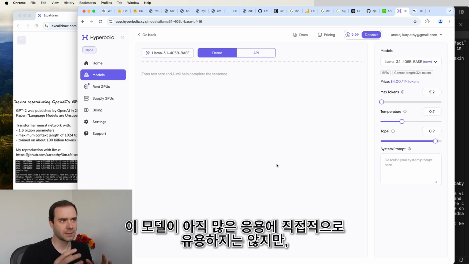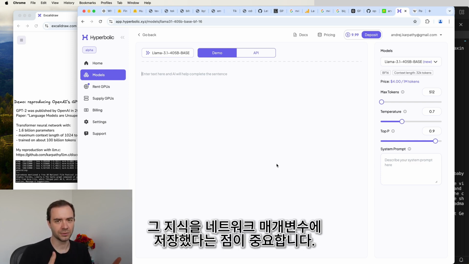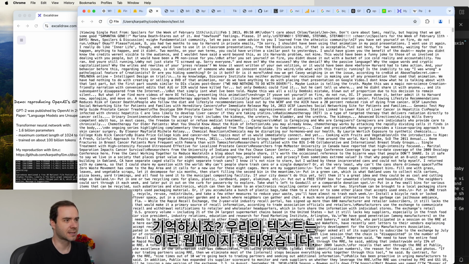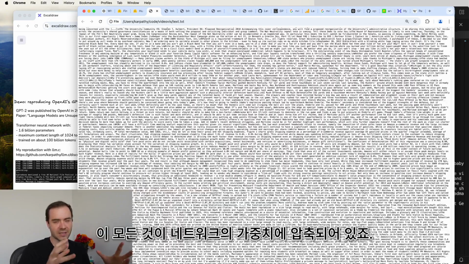Now, the crucial thing is that even though this model is not yet by itself very useful for a lot of applications, it is still very useful because in the task of predicting the next token in the sequence, the model has learned a lot about the world, and it has stored all that knowledge in the parameters of the network. So remember that our text looked like this, right? Internet web pages. And now all of this is sort of compressed in the weights of the network.